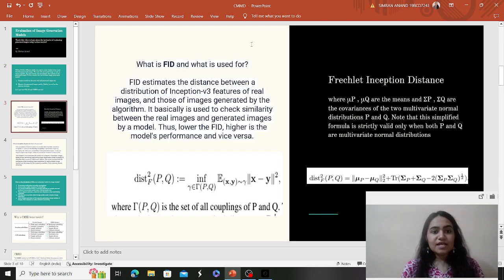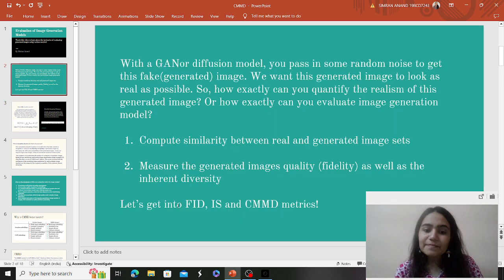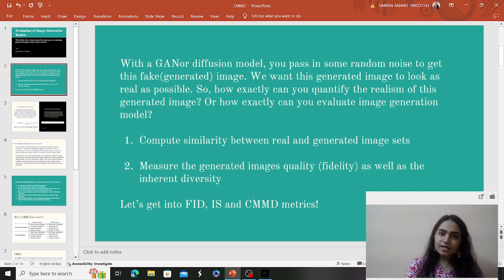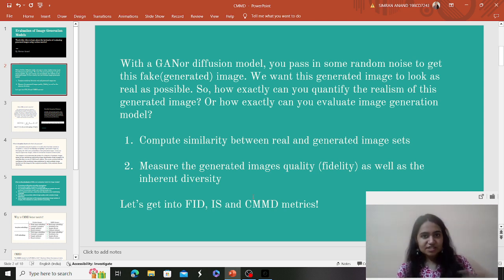Let's get into what FID is first, right? FID is nothing but Fréchet Inception Distance. It's a short form for Fréchet Inception Distance. What is it exactly? These are all metrics only. And what is the role of these three metrics which I have listed? The role of them is to compute the similarity between the real and the generated image distribution. So how are you computing the similarity between them? You're computing similarity between the feature distributions of these two image sets.